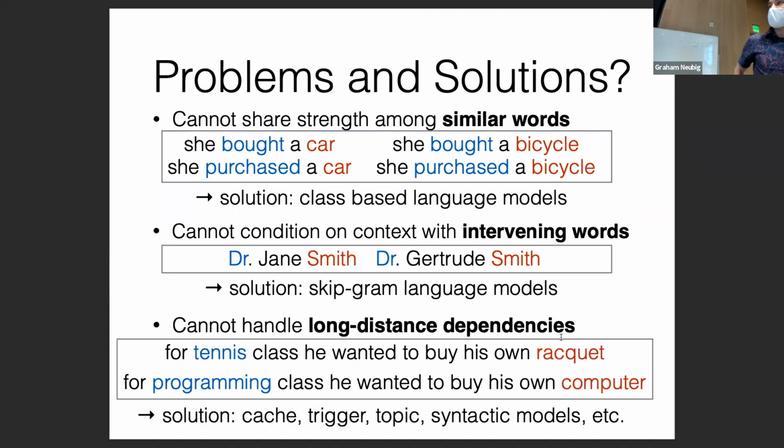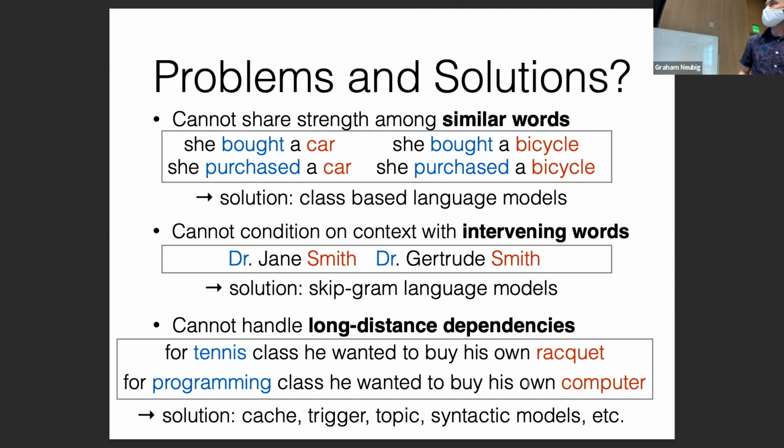And another issue is that it cannot handle long-distance dependencies. So something like, for tennis class, you wanted to buy his own racket. For programming class, you wanted to buy his own computer. Because we are limiting the context to n-1 words, it would have trouble modeling these probabilities.